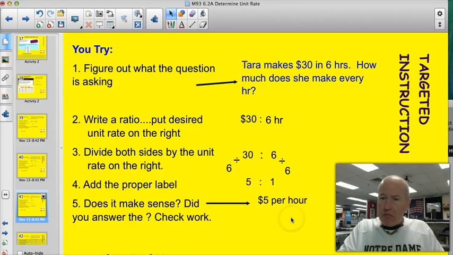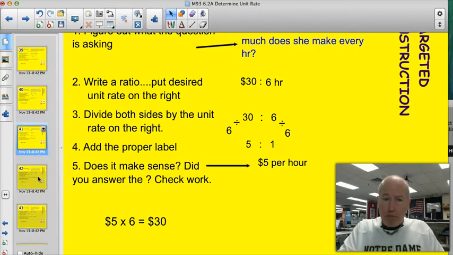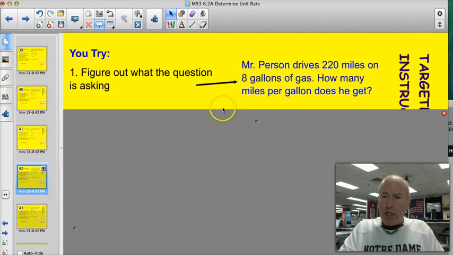Does the answer make sense? Absolutely. $5 times 6 hours is $30. All right, that's a pretty simple problem. I'm pretty confident you got that one right. Why don't you try this one? A little harder. Go ahead and pause it and give it a shot.